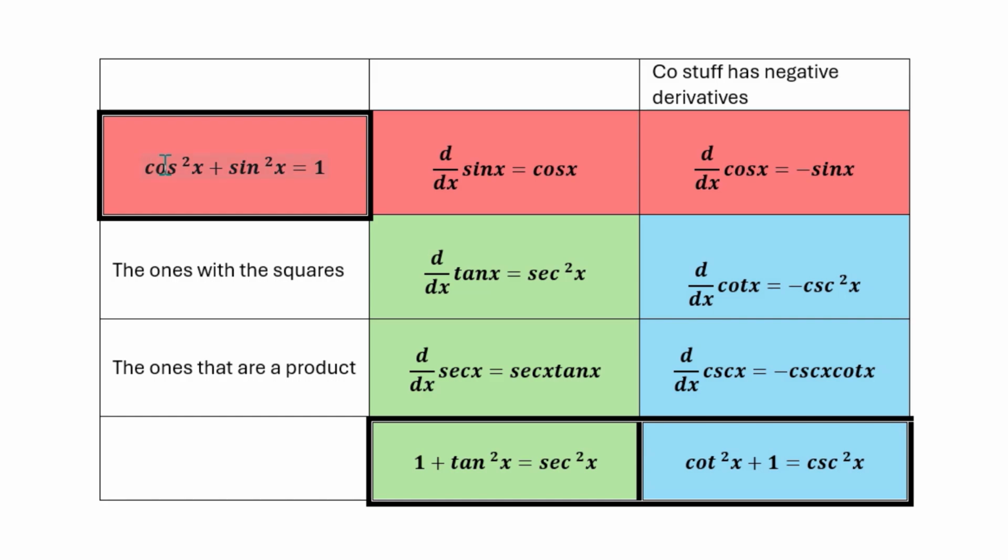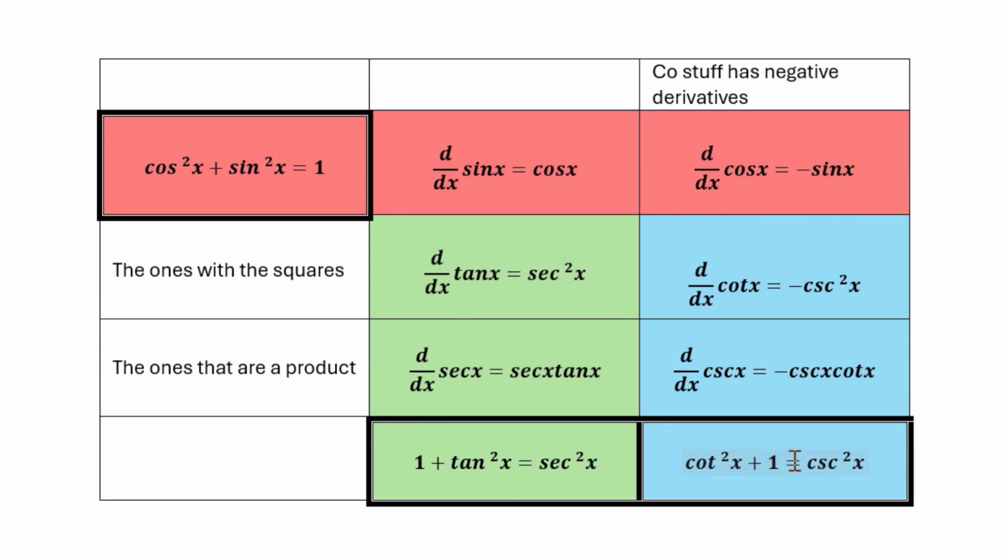Starting with Pythagorean identities, cosine squared x plus sine squared x equals 1 is one that you should be very familiar with by now. So sines and cosines go together. Take the derivative of one, you get the other stuff. And then 1 plus tangent squared of x is equal to secant squared of x. Those go together. When you take the derivative of tangent and secant stuff, you get other tangent and secant stuff.